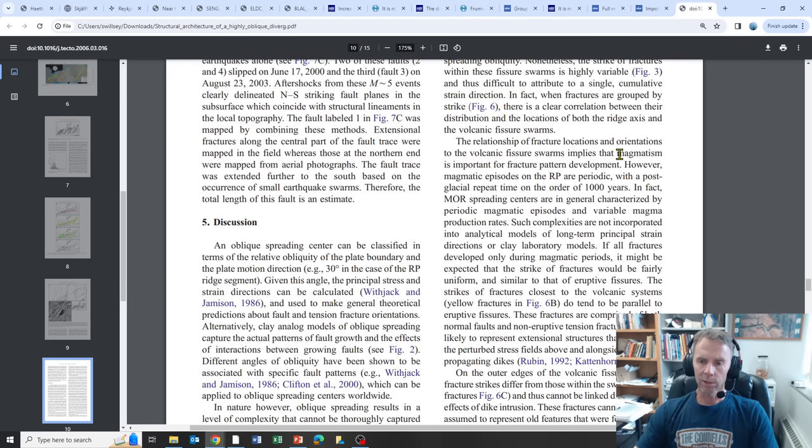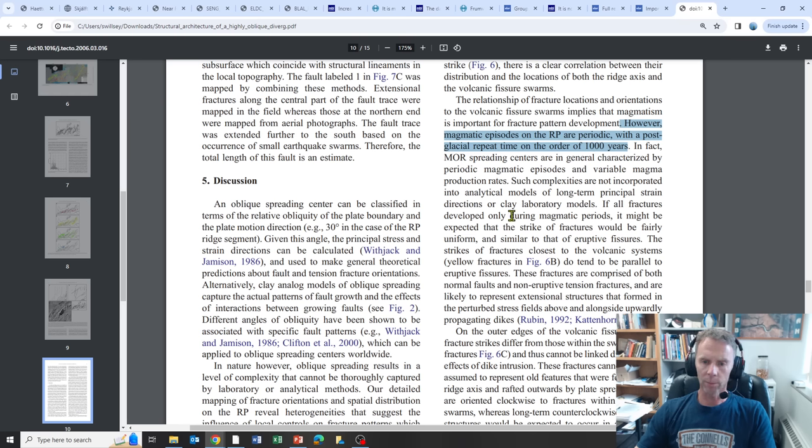However, they do note that magmatism is important for fracture pattern development. However, magmatic episodes on the peninsula are periodic, with a post-glacial repeat time on the order of 1,000 years. So what they're saying is, hey, magma moving into the subsurface is totally important to generating these fracture systems. However, there's episodes when there's no magmatic movement taking place, no eruptions taking place, so that can't be the dominant factor in generating these fault and fracture systems. In fact, spreading centers are in general characterized by periodic magmatic episodes and variable magma production rates. Such complexities are not incorporated into our models. Anyway, so just some things there.